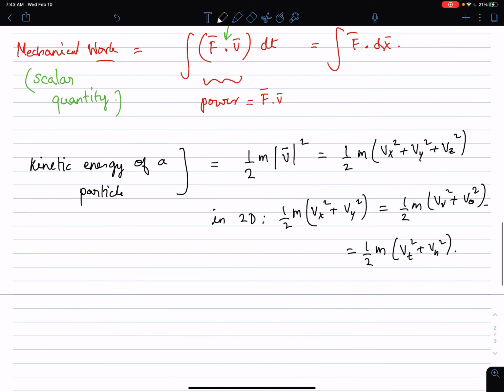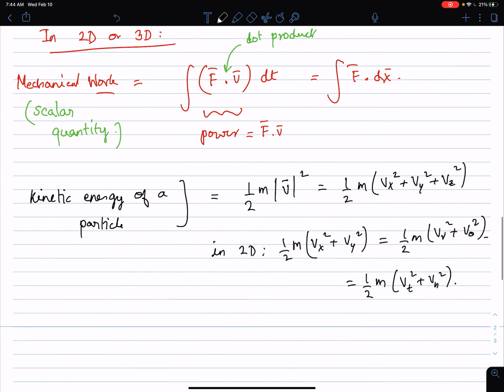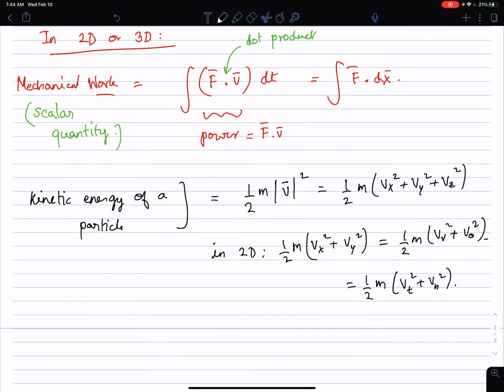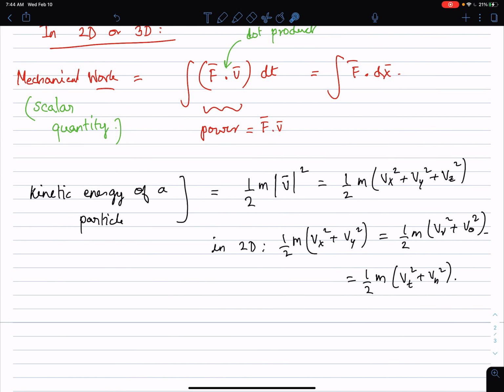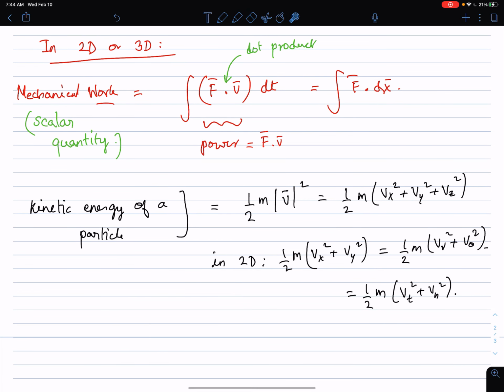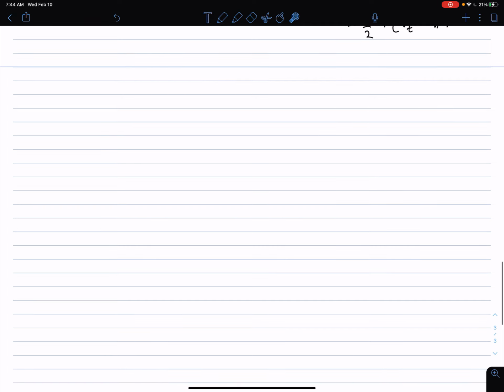Okay, so let me give a big caveat. A common error that people make is to assume that mechanical work is force times distance. That is not true. Mechanical work is not force times displacement. It is the integral of the force dotted with the differential displacement.